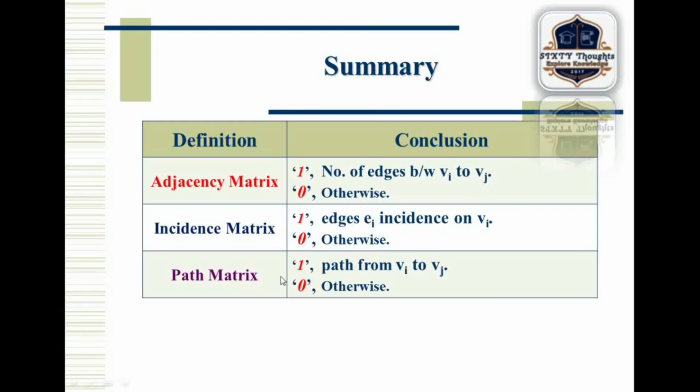What is meant by path matrix? If a path exists between any two vertices, then we assign the value 1, otherwise 0. Which means if I want to travel from one place to another place, if a path is there, we assign the value 1, otherwise 0. This is the difference between adjacency matrix, incident matrix and path matrix.